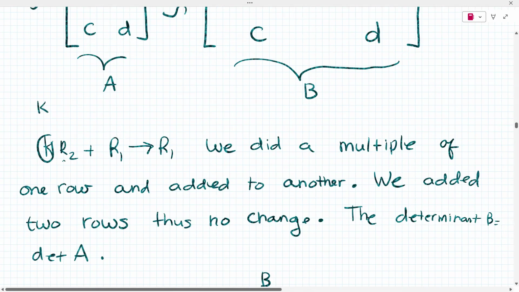Now, if it was K times row one plus row two, and that gives us row two, see how this scalar is related to row one? Oops, this should be row one. If it was K times row one plus row two gives you row one, then something has changed. This scalar has to be related to your new row, which is row one. So if these rows are the same, it's different now. But because they're different, there's no change.